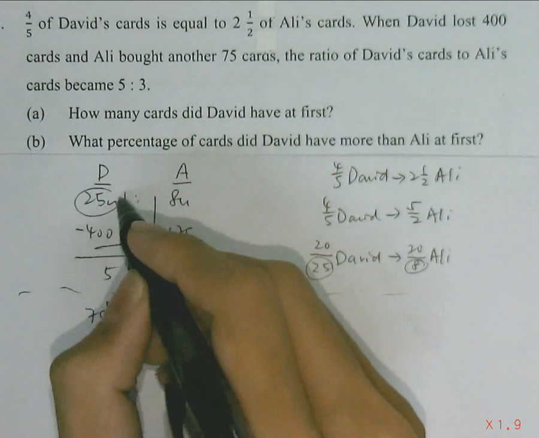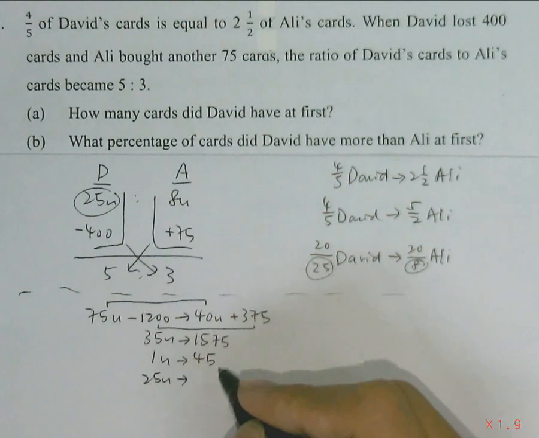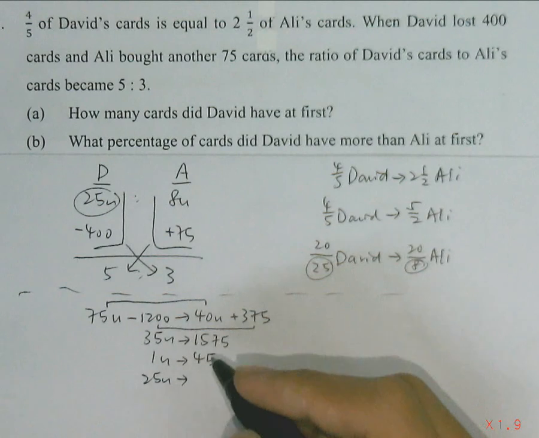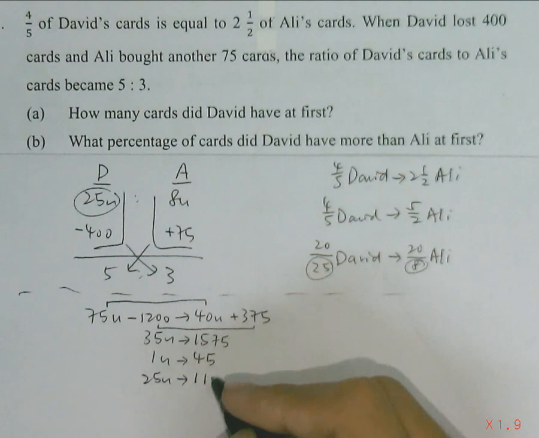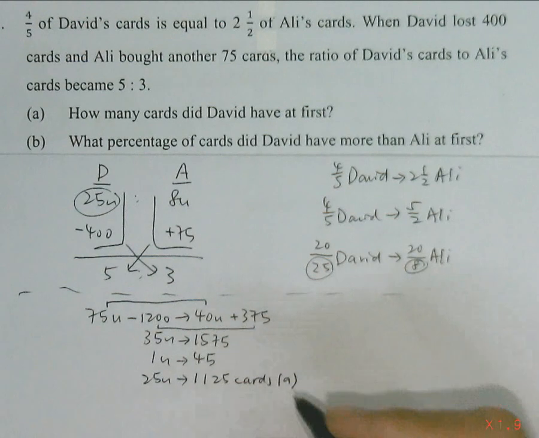Okay, part A asks for how many cards did David have at first. David had 25 units, so we will find 25 units by multiplying 45 and 25. That will give us our answer of 1125 cards. This is our answer for part A.